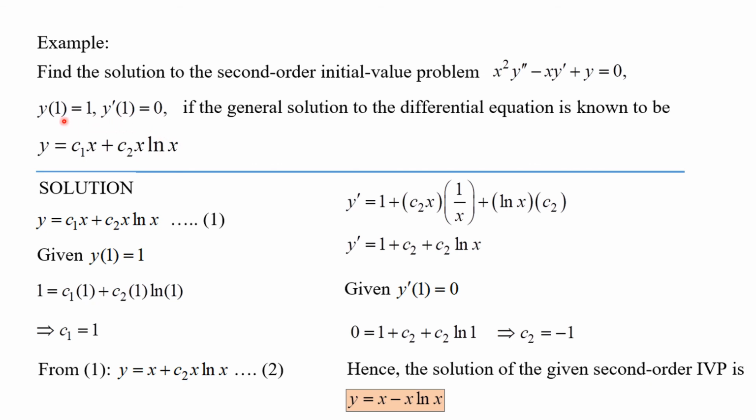Again, if we change these two initial conditions, then definitely we will get different values for the parameters c1 and c2, and hence a different solution for the given initial value problem.